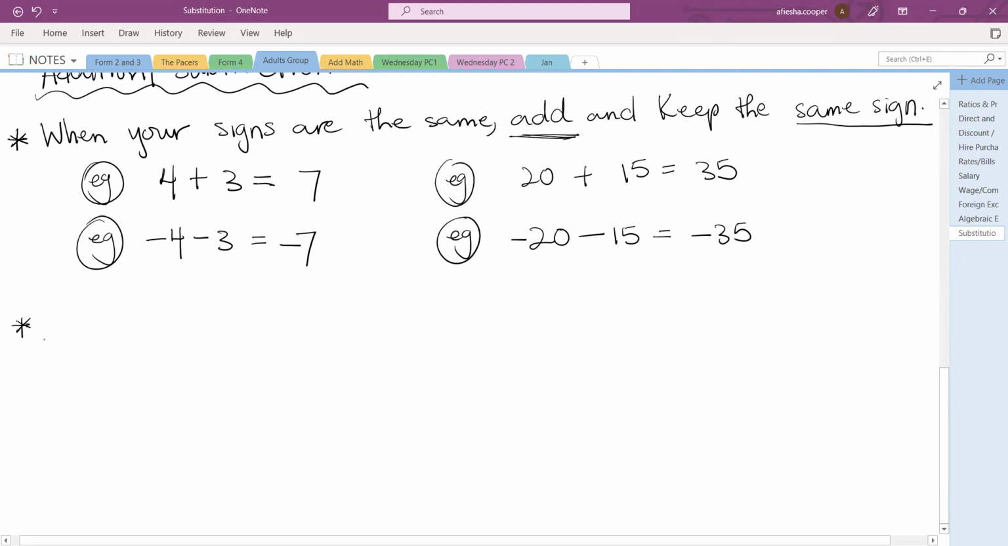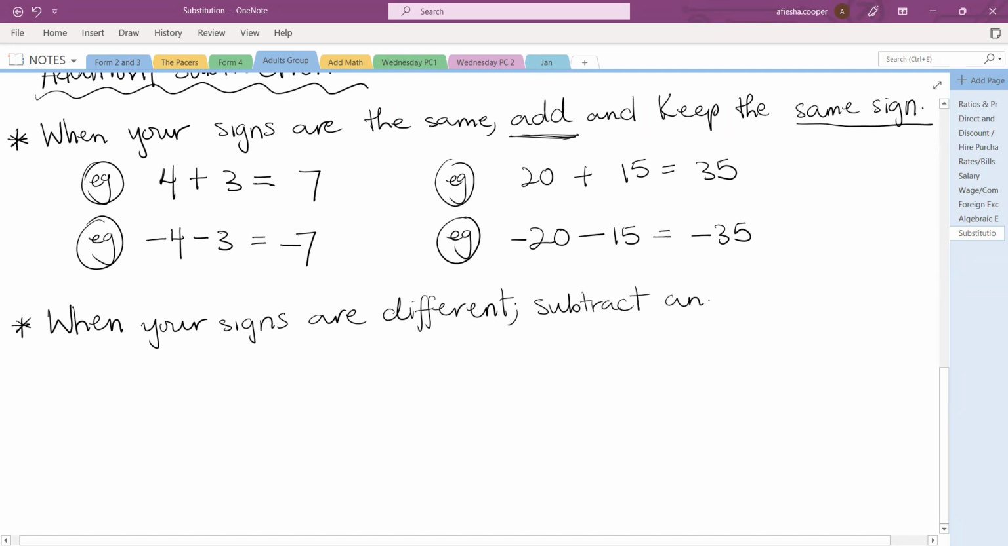So the second rule of addition and subtraction is that, well, if the first rule is when your signs are the same, then our second rule will be when the signs are different. What do we do, right? When your signs are different, the rule for that will be to subtract and keep which sign? The sign of the larger number.